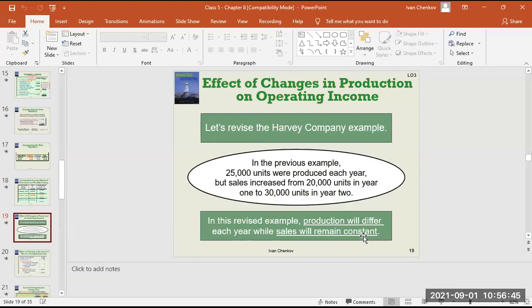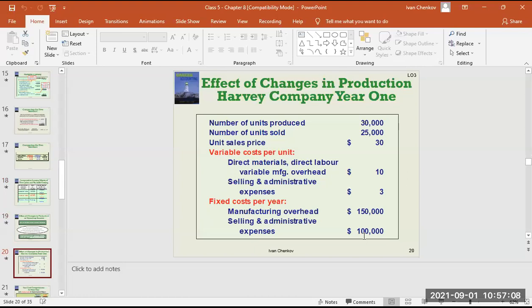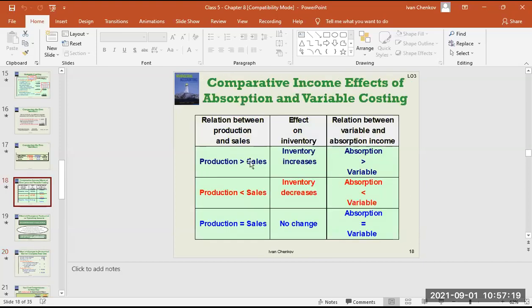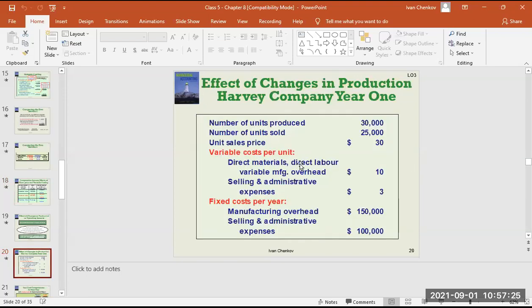That was the example. So far we saw an example where we're producing the same amount in both periods, but we're selling different amounts in both periods. So let's see what's going to happen if we're selling the same amount in both periods, but we're producing different amounts. So in the first period, we're going to produce 30,000, but we're going to sell only 25. So we're building inventory. Since we're building inventory, the logical thing is absorption is going to have higher income than the variable. Let's see if that's the case.